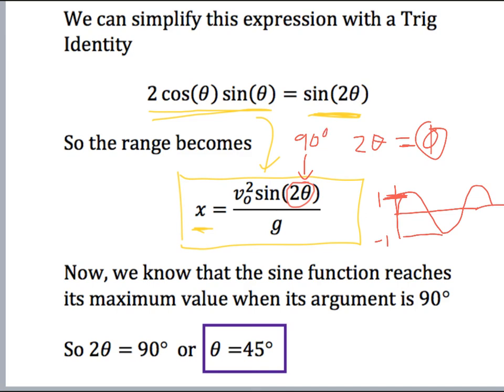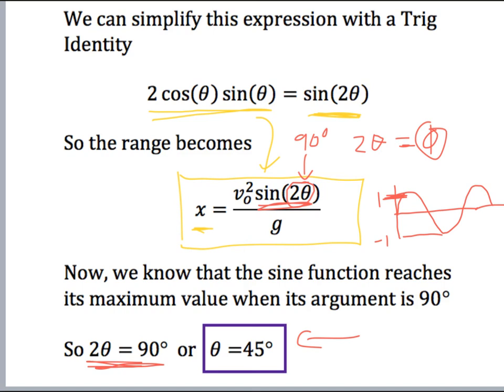And so when that stuff that's in the argument of the sine is equal to 90 degrees, then this is equal to 1, and this whole function is maximized. So all we have to do is set 2 theta equal to 90 degrees, and that tells us the angle for which you get the maximum value. And so divide both sides by 2, and there's your answer. The maximum value of a projectile range will occur when it's launched at a 45-degree angle.